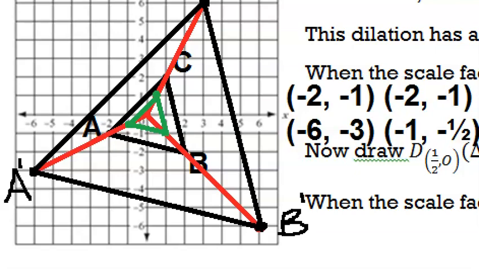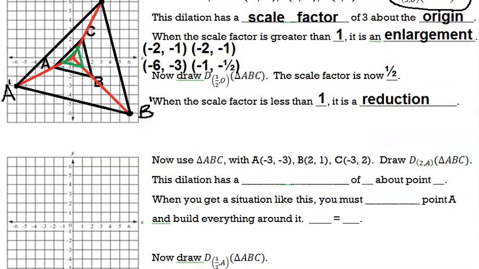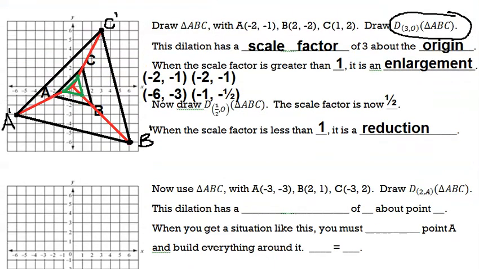Okay, so I'll zoom out. You can kind of get the big picture here, and you do that for every ordered pair. Okay, so we have the tripled side lengths, and then we have the side lengths that were cut in half.